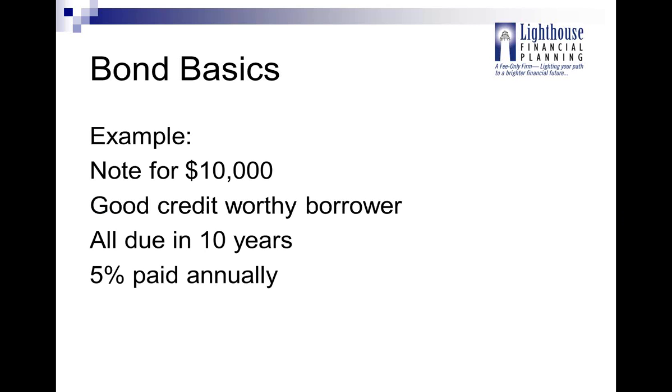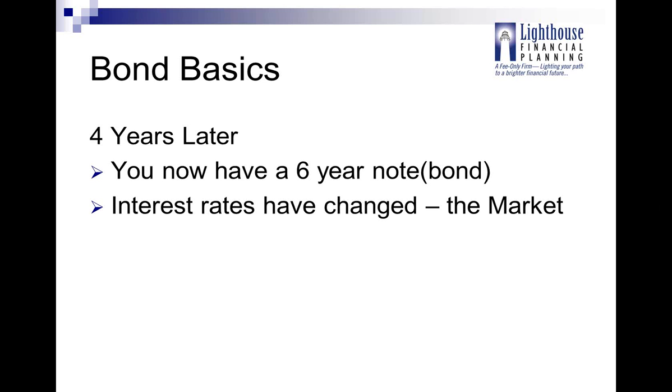So let's take an example. We're going to play with this for a couple minutes. So let's say we have a note for $10,000 with a good creditworthy borrower. We're borrowing the money for 10 years, and the bond is paying 5% interest annually. So if you bought this bond and held it to maturity, you give them $10,000. Every year you get a check for $500 for 10 years, and at the end of that you get your $10,000 back. Pretty straightforward. But now let's say 4 years have passed, and the interest rate market has changed. And by the way, now you have a 6-year note. You don't have a 10-year note because 4 years have gone by.